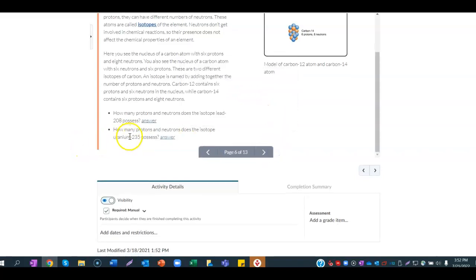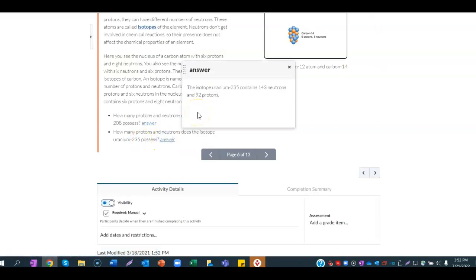And then the next question, how many protons and neutrons does the isotope uranium-235 have? So all you would have to do is look up uranium on the periodic table. It's got 92 protons. So you would subtract 235 minus 92. It gives you 143 neutrons.